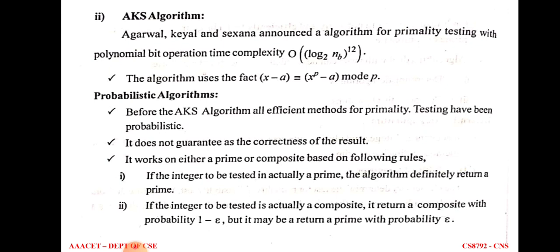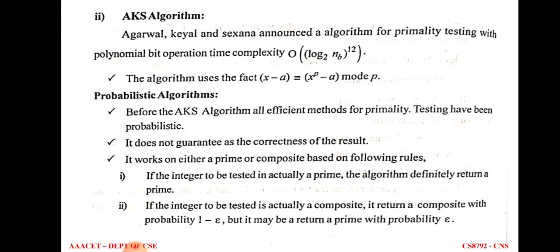The second method is the AKS algorithm. In this method we use the identity (x minus a) congruent to (x power p minus a) mod p, where mod p is the modular arithmetic operation. By using this formula we can identify whether a number is prime or composite. So this is the deterministic algorithm.